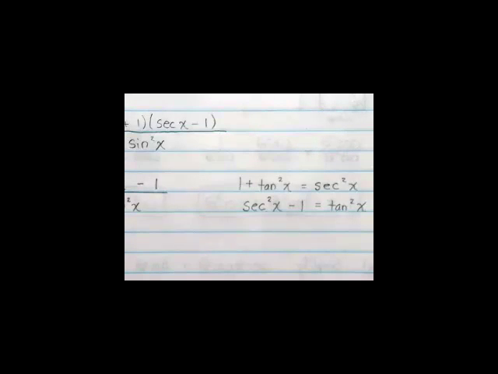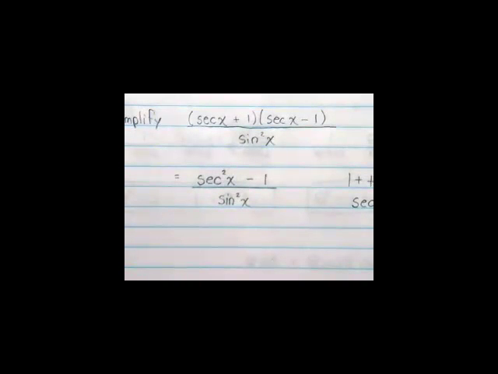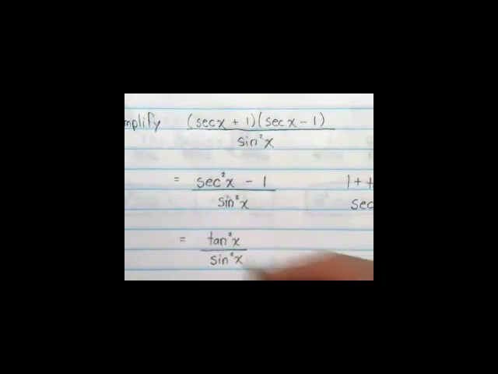So really, anytime I see a secant squared minus 1, I can also use this identity. Okay, so what does that mean for our problem over here then? How am I going to continue to simplify this thing? Right, I can do a substitution, take that secant squared minus 1, turn it into a tangent squared. So now I'm looking at tangent squared x over sine squared x, which is already much simpler from what we started with.